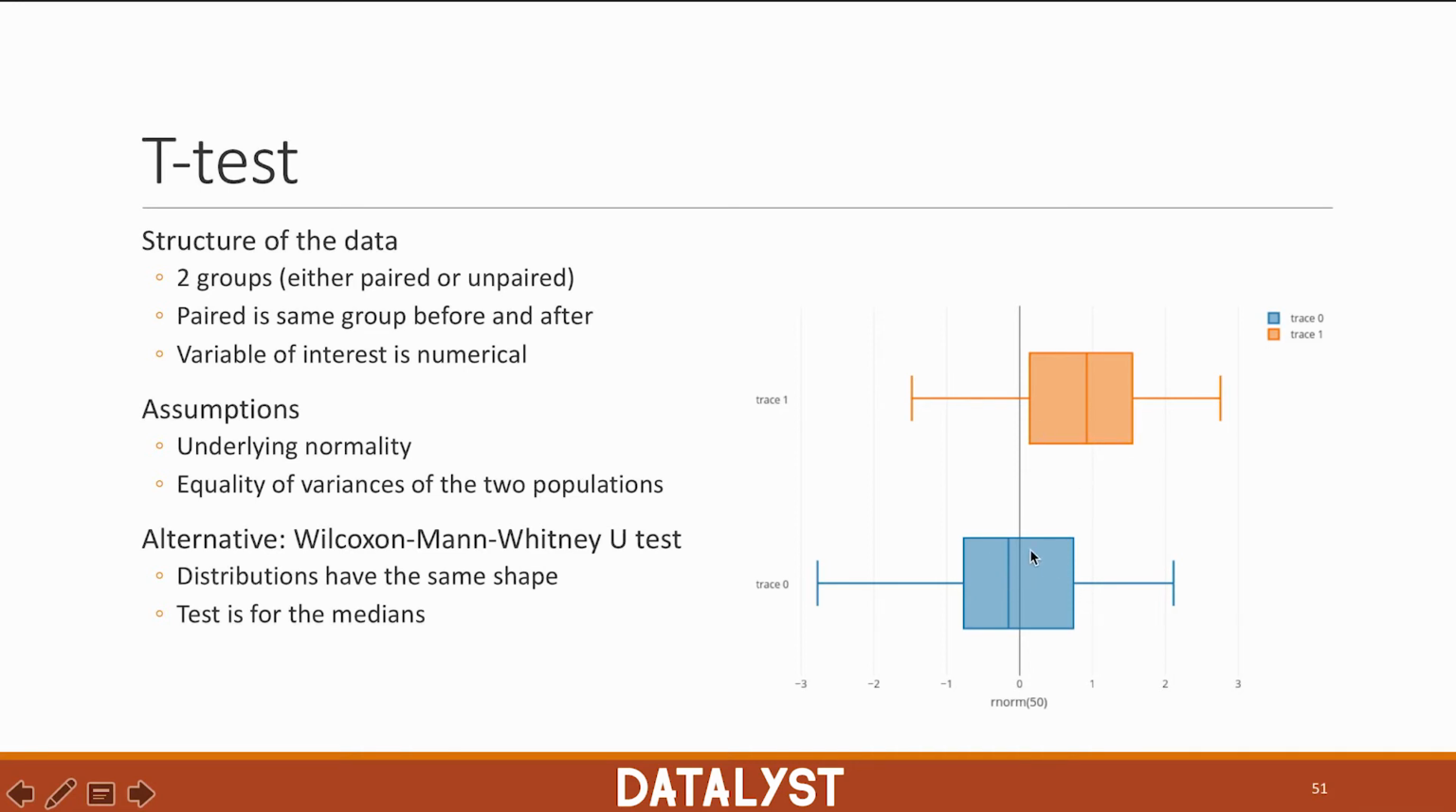Now, what you should do in order to perform a t-test is to make sure that the underlying distribution of the data is normal, and also that the variances of the two populations are equal. If these assumptions do not hold, then we can use the non-parametric alternative, the Wilcoxon-Mann-Whitney U-test, that assumes that the distributions have the same shape, but they don't have to be normal. They don't even have to be symmetrical. However, this test is a test for the medians of the distribution, not the mean. So be careful when reporting results.